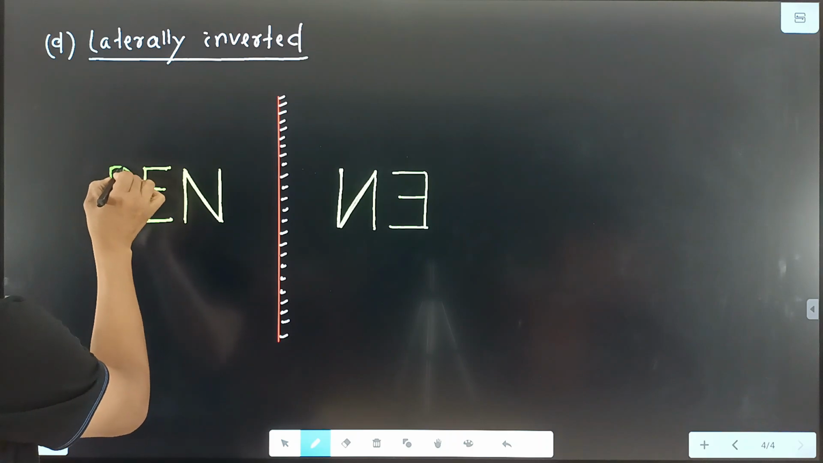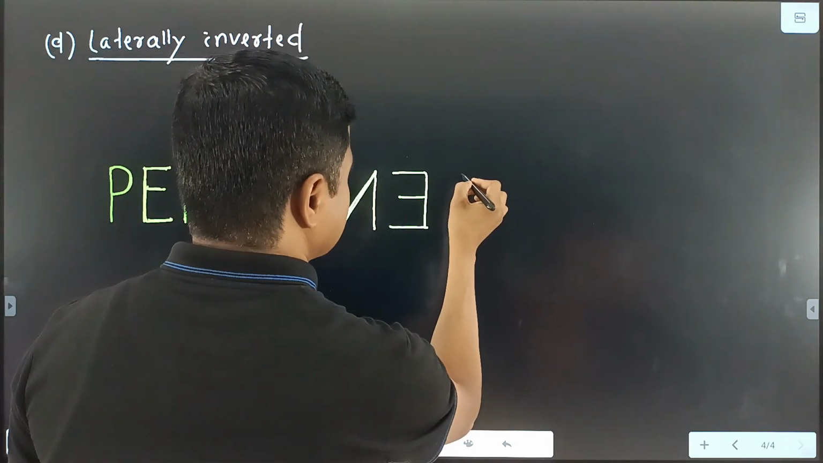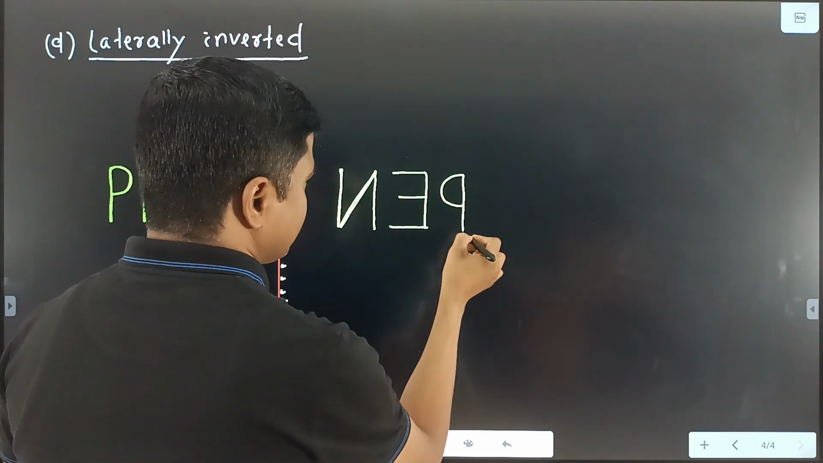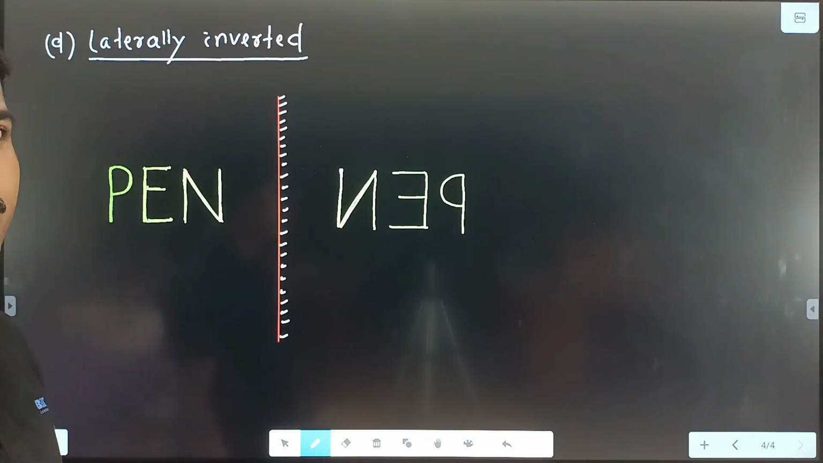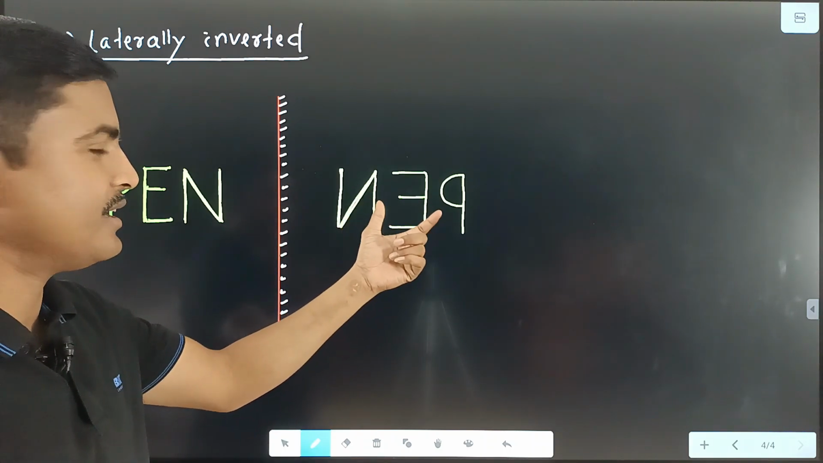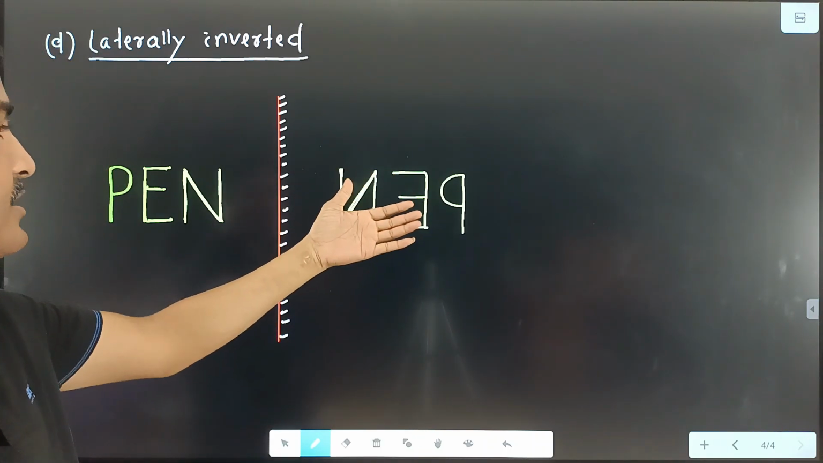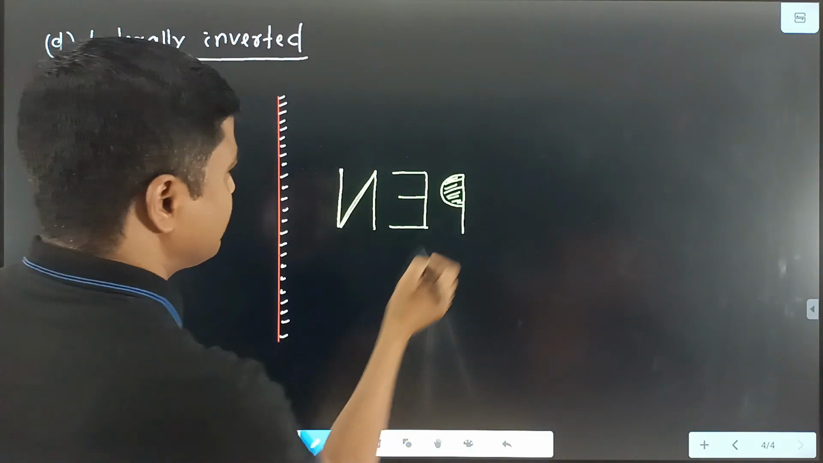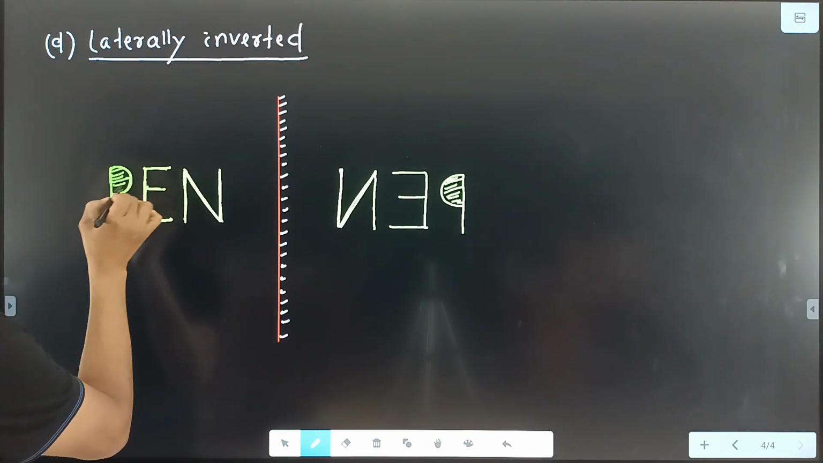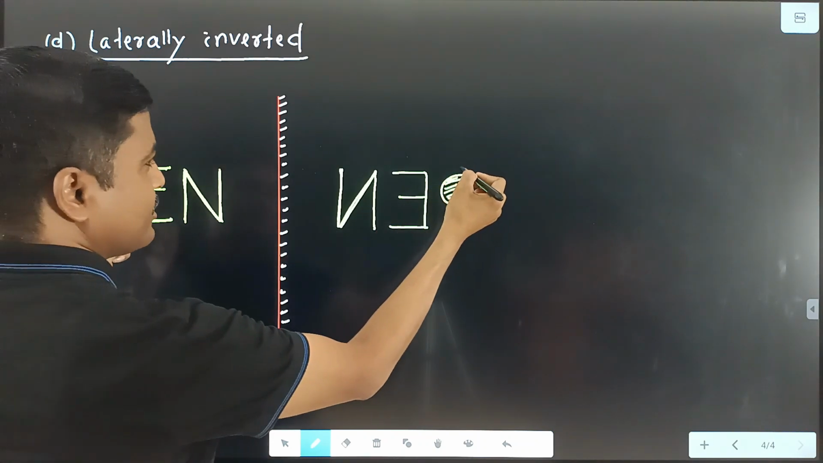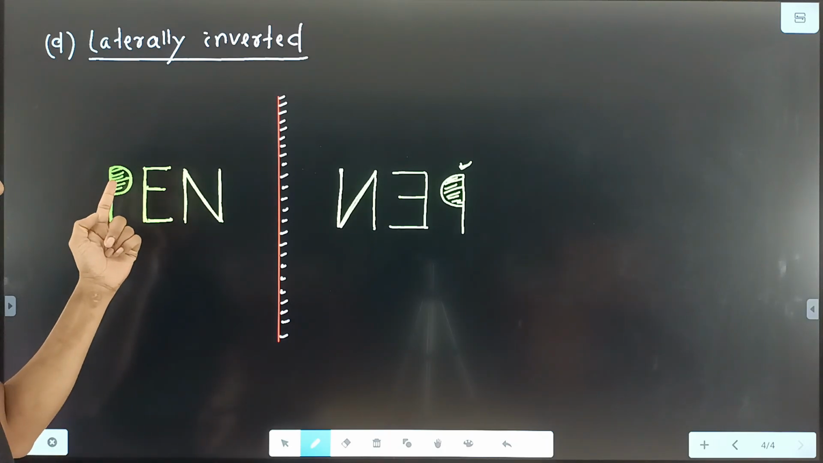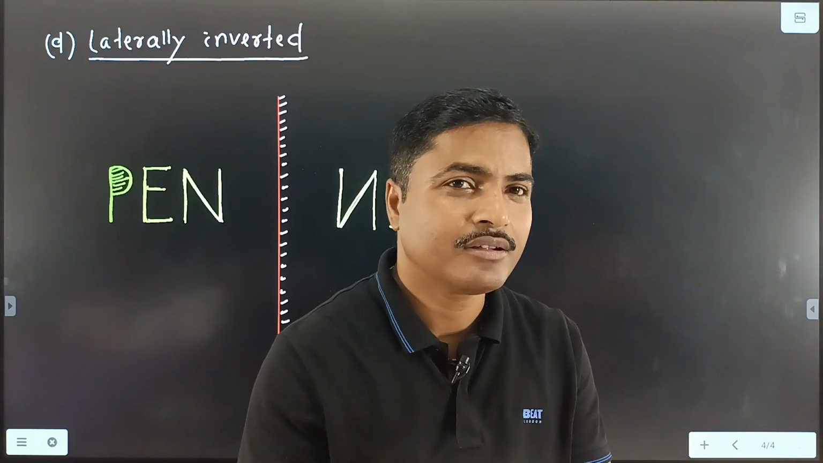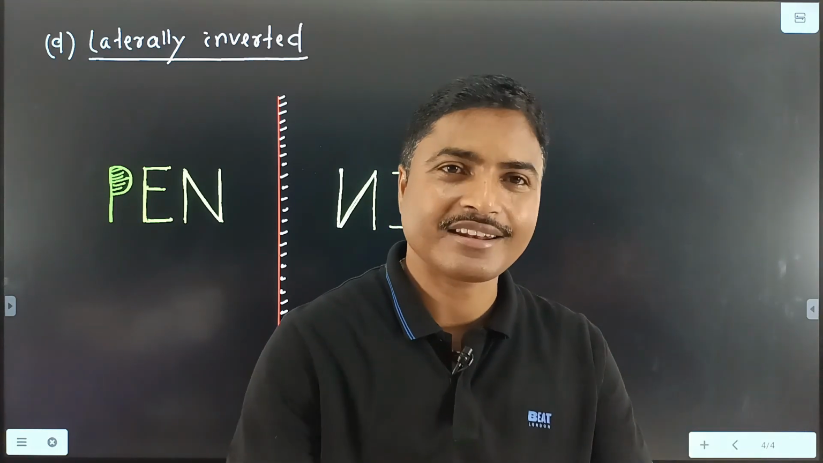Similarly for P, this one looks just like this, and the straight line of P looks like this, and this is the image of the pen. That means the image formed by a plane mirror looks like this. So that is known as laterally inverted, because this one is the head of a P, and this one is the head of a P. This is the object, this one is the image. So the head of both object and image is in the upside. So that is not inverted.